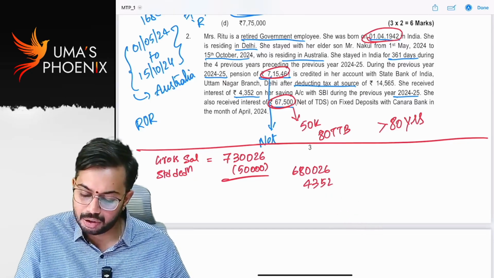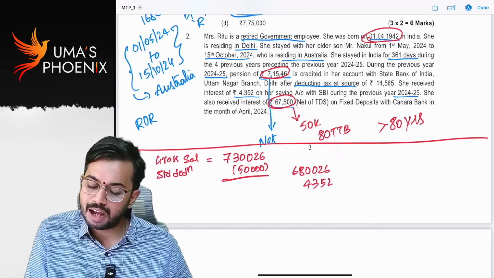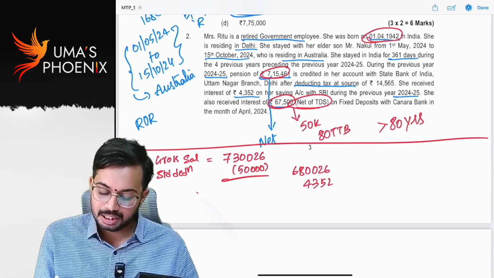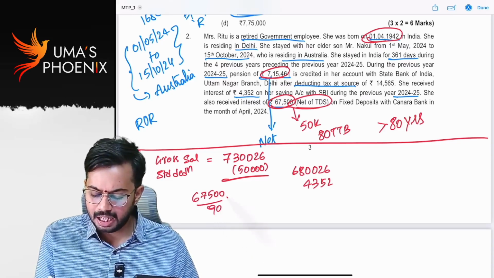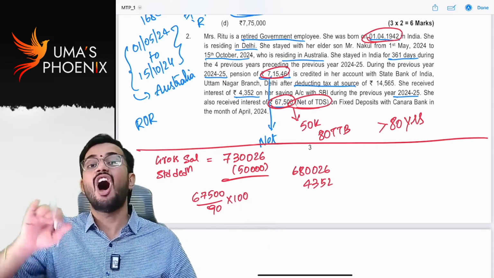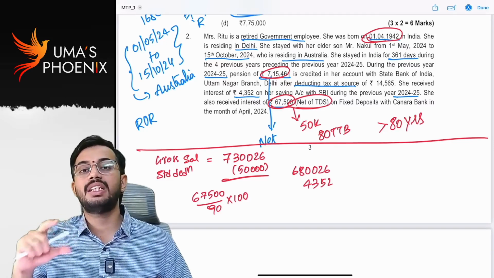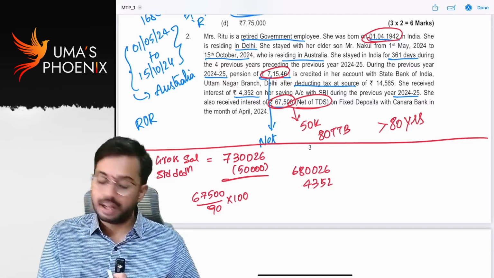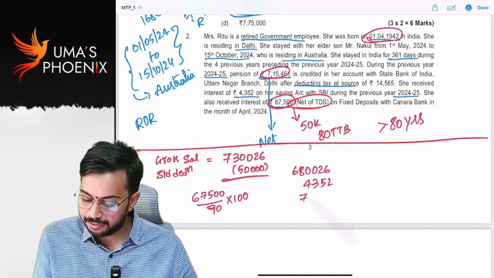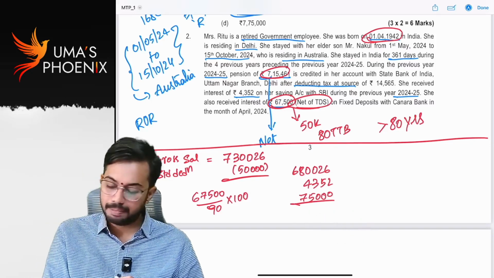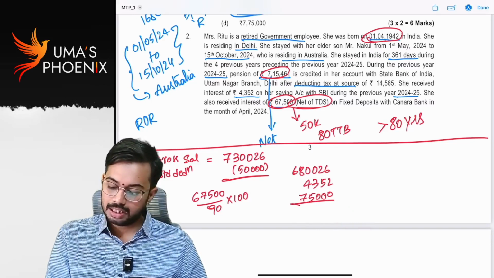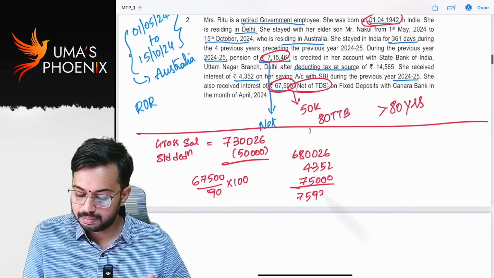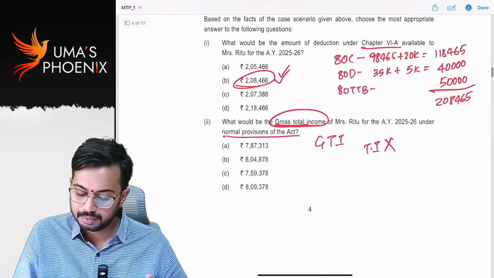4,352 from savings account. She also received 67,500 net of TDS on interest. The rate of TDS is 10%. That means what? 67,500 divided by 90 into 100, because 67,500 is after deduction of TDS. After deduction of TDS means it is at 90% level. Correct? So 67,500 divided by 90 into 100, how much? 75,000. So how much is her gross total income? 6,80,026 plus 4,352 plus 75,000, which is 7,59,378. Let us see. Yes.